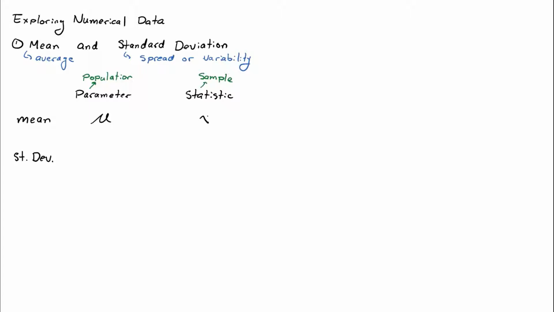The mean is mu and x bar. Typically, parameters are Greek characters. Just for clarity, mu is the mean of the population. We typically don't know this. X bar is the mean of whatever sample we collect. We'll know this. The standard deviations are sigma and s.